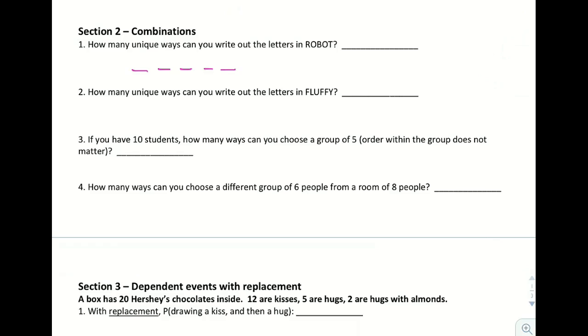So we have 5 choices for the first one, 4 for the second, 3 for the third, 2, and then the last one is the one we're stuck with at the end. And we multiply those all together and we would get 120.